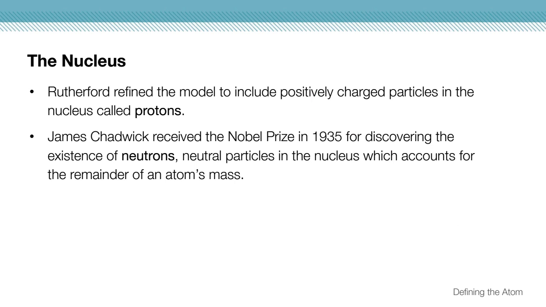So Rutherford called those positively charged particles the protons. So now we have our protons and our electrons. James Chadwick later on got a Nobel Prize for discovering the existence of neutrons. He did this because he realized that the mass of that center space, that nucleus, was actually more than the amount of protons would account for. And so there must have been something else in there that's not affecting the charges, and that was the neutrons. So far we have electrons with a negative charge, protons with a positive charge, and neutrons with a neutral charge. Remember that.